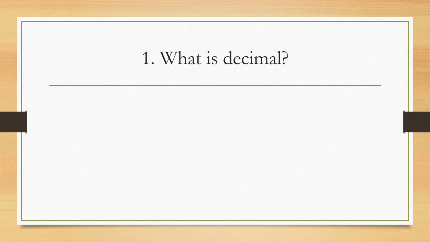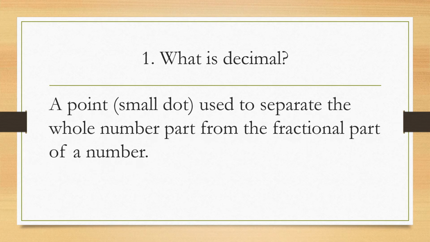Okay, so we have here a question. So I will just show some questions and then later on we're going to answer. Okay, so number one, what is decimal? When we say decimal, it is a point or a small dot. If you see the word small dot, meaning that's a decimal.